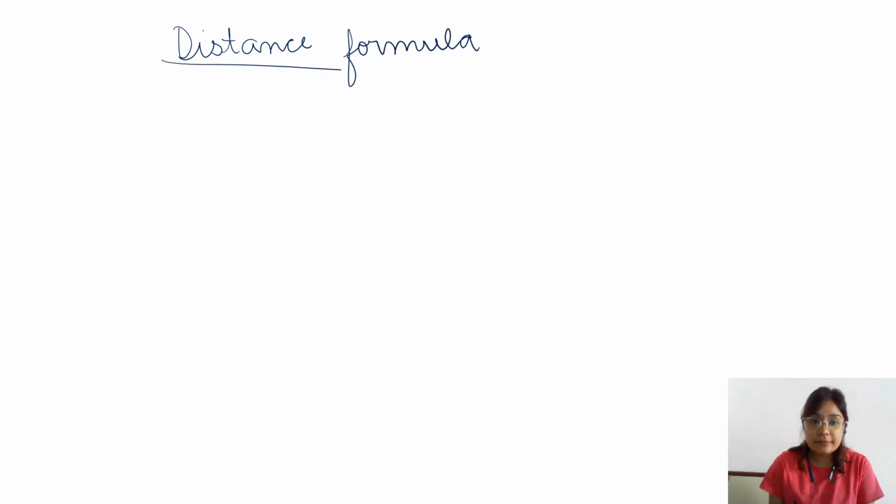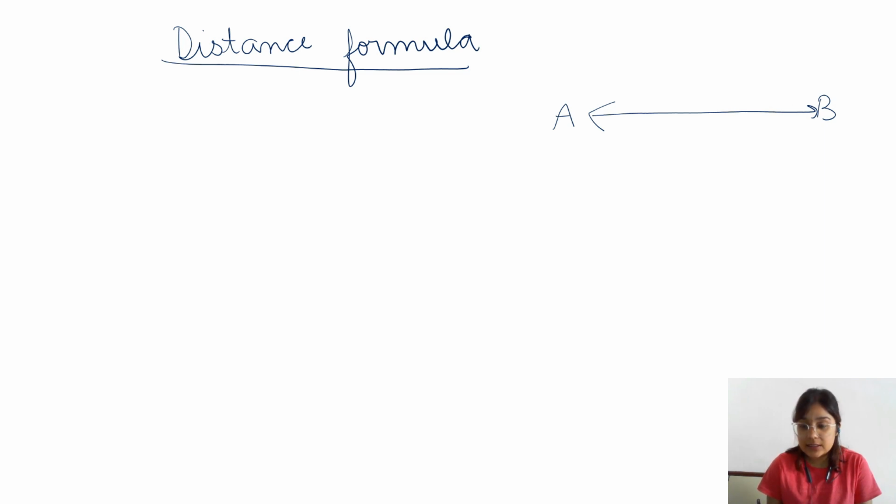So from the name distance, you might be clear what I want to say. Suppose there are 2 points A and B. If you have to find the distance between these 2 points, then we apply the formula for finding the distance. Okay. So suppose point A has the coordinates (x1, y1), and this one has (x2, y2). So I'm writing a general formula. After this I will explain through a question.